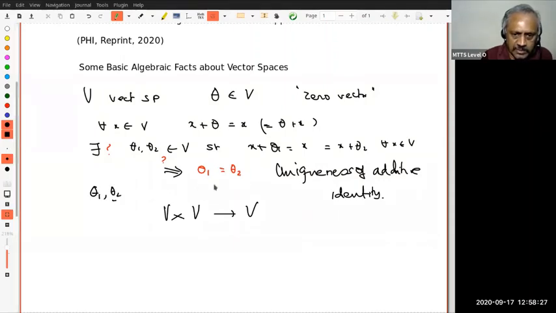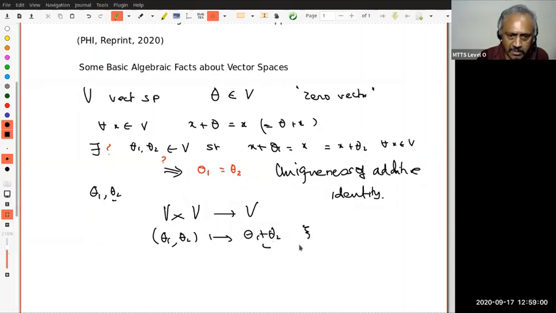Suppose there are two such elements, theta 1 and theta 2, with this property. Let us look at the pair theta 1, theta 2. This will go to a unique element, theta 1 plus theta 2. This has to be a unique element, because what is the definition of a function? For each element in the domain, there is a unique element in the codomain, that is the image of the element from the domain. Theta 1 plus theta 2 is just a notation. The image of the ordered pair theta 1, theta 2 is a unique element, say xi.